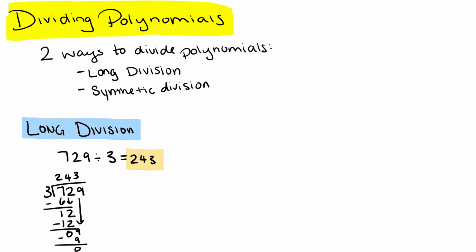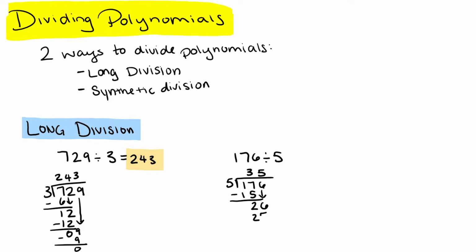Say we have 176 divided by 5. Same thing, take your divisor, which is 5, put that on the outside. 176, which is the dividend, goes inside our long division symbol. 5 does not go into 1, but it does go into 17 3 times. So 5 times 3 is 15. 17 minus 15 is 2.